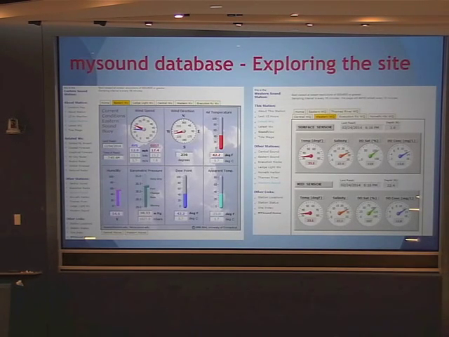The nice thing about the MySound database too is it's user-friendly for students. The graphics are easy to interpret. It's color-coded. There are only several sensors, so they can really easily find what they're looking for. And the one thing that they recognize right away too is not all databases are created equal. And sometimes there are limitations in the data that we can find.